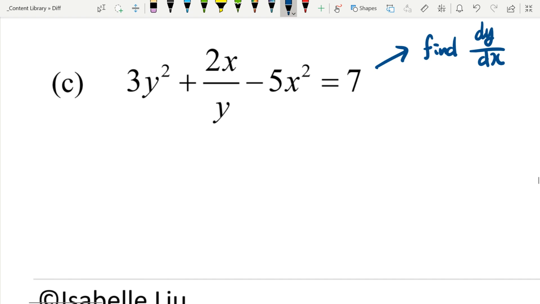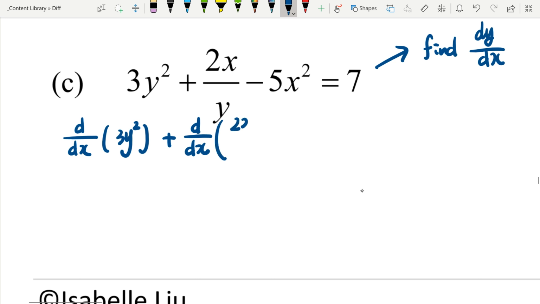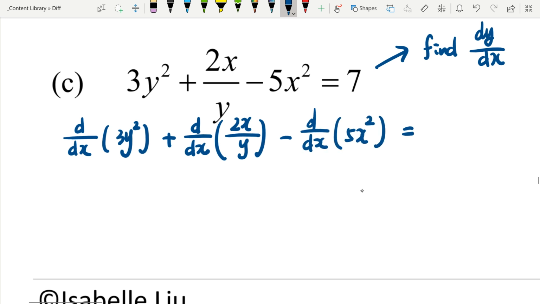What I will do here: y is a variable, x is a variable. Do not treat y as a constant. y is something changing, x is something changing. So what I will do is d/dx everything. This is really slow, and you're not going to do this later on, so I'm just showing you the idea of it. So I will d/dx everything, or you can say d/dx both sides. I'm differentiating both sides with respect to x.